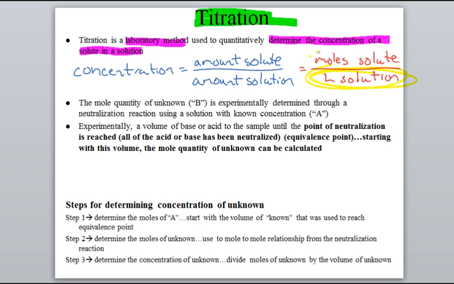The next part is to figure out how many moles of solute are in that volume. So in our vinegar, we have a 10 milliliter solution. Somehow we need to figure out how many moles of acetic acid are in those 10 milliliters. So let me circle what I put. The liters of solution is measured at the beginning, so we know that bottom part.